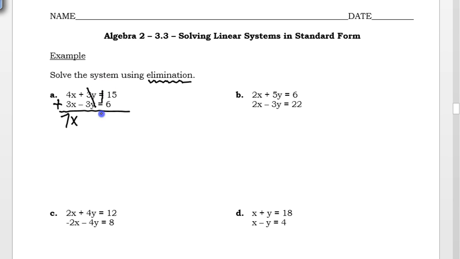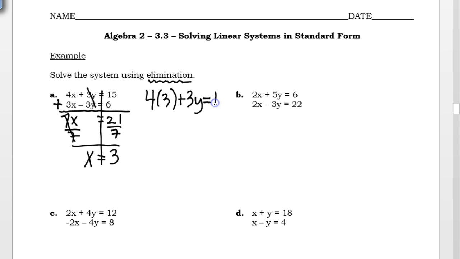And then I have 15 plus 6 is 21. So right now I'm at 7x equals 21. I can divide both sides by 7, and x is 3. Pretty simple. But I'm not done yet. I need an x, I also need a y. I'm going to take this 3 that I got for x, and I'm going to substitute it back into my top equation.